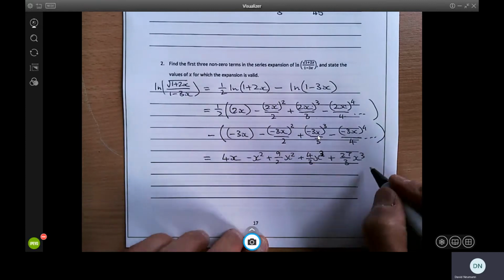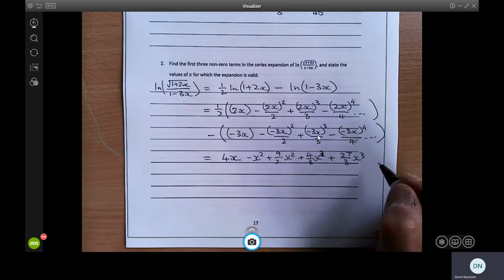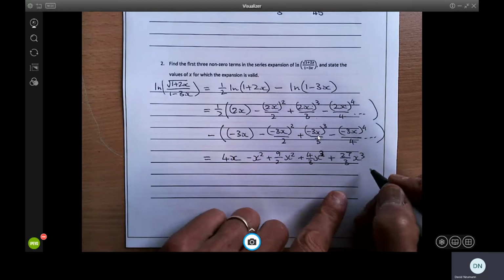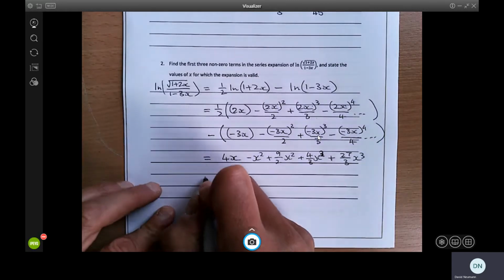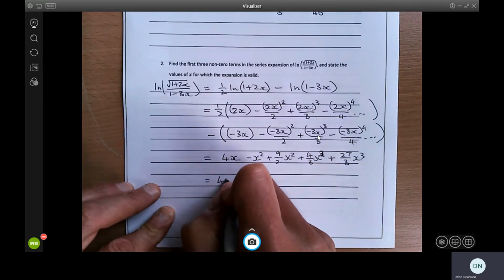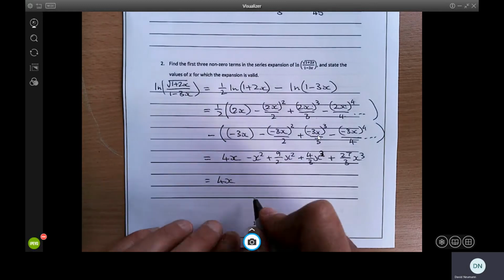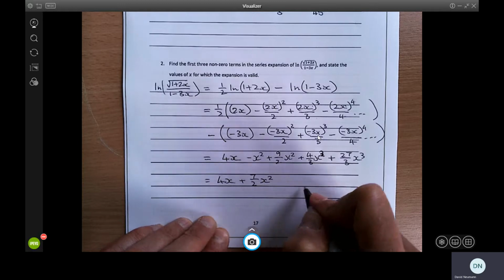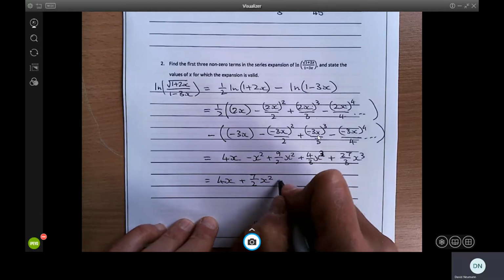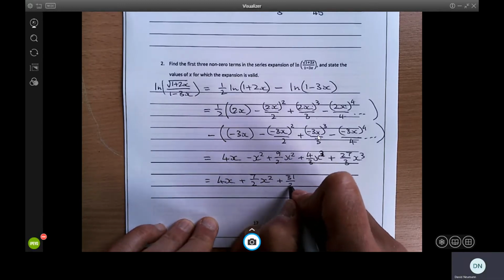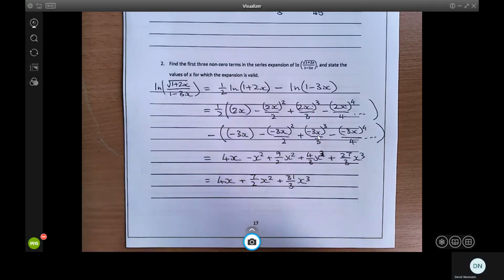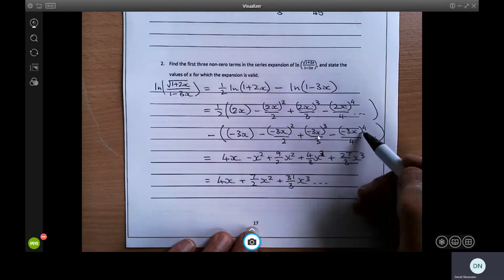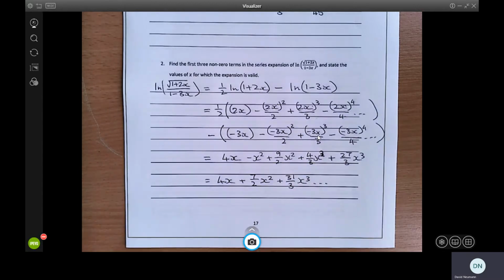We can probably see that none of these are going to cancel, so we can ignore that x to the power of 4 and simplify to 4x plus 7 over 2x squared plus 31 over 3x cubed. So those are the first non-zero terms. So in fact, we didn't need to go as far as the power of 4 there.